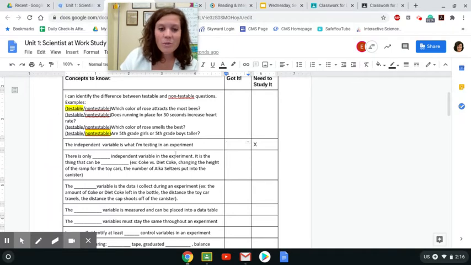So I would like for you to be working on this study guide up until the test. Okay, so you have a week and a half to get going on this and to really get all of your X's into the got it column.